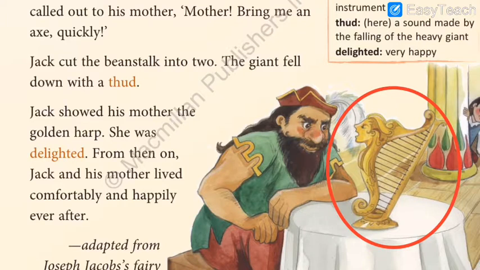Now, they both are very happy because first what did they get? First they got the hen which laid golden eggs. So at that time they were earning a good amount of money, more than what was needed. They were earning the money. Now the second time Jack brought a golden harp. Now just imagine such a big golden thing.